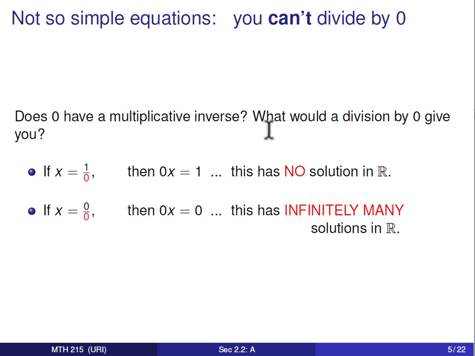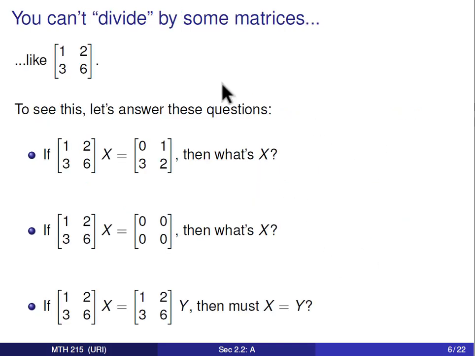Now we're going to see something similar when we talk about matrices, and in particular, we're going to see that you cannot divide by some matrices, and in particular, the matrix 1, 2, 3, 6 is one that you cannot divide by. And to see that, we're going to answer a few questions. First, if x is an unknown matrix, and you had the equation this matrix times x is 0, 1, 3, 2, then what should the unknown matrix x be?